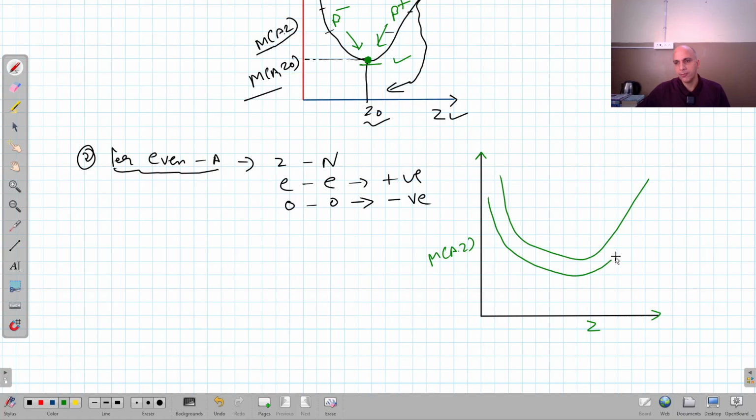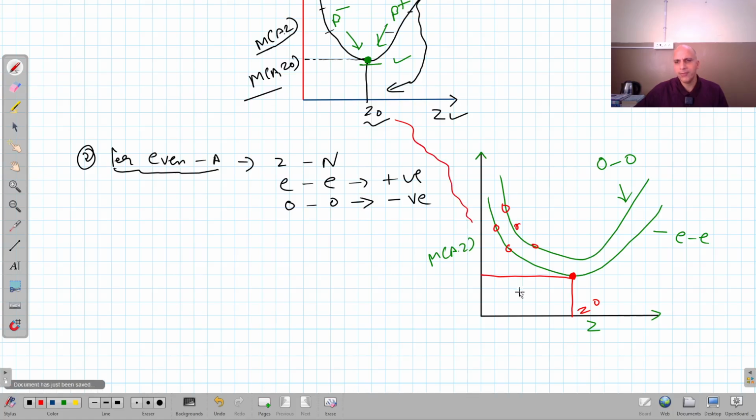You can see here these two graphs. The upper one will be for odd, and the lower one will be for even. Now all the nuclei present on these graphs have the tendency to come to this point. This is the point that corresponds to the maximum stability, and it is represented as Z naught. So they want to come to this point.